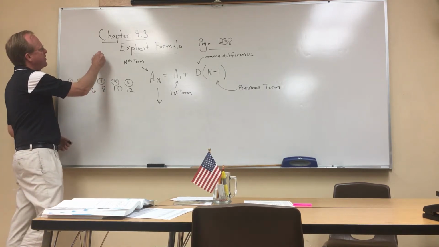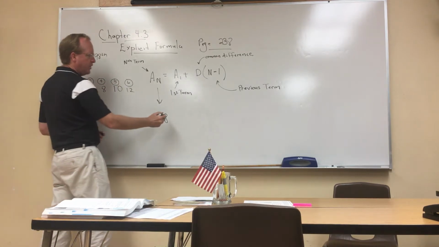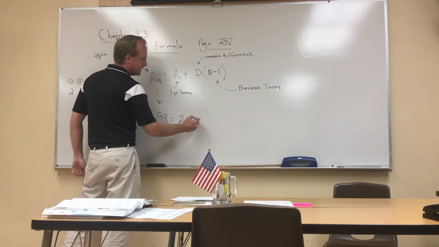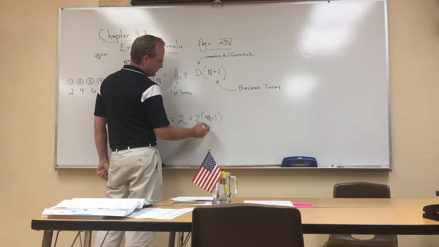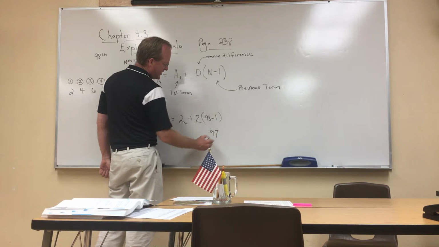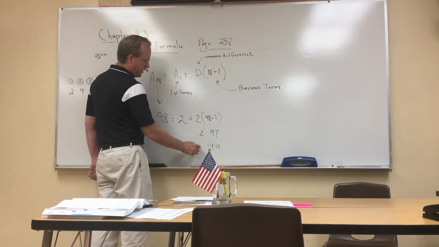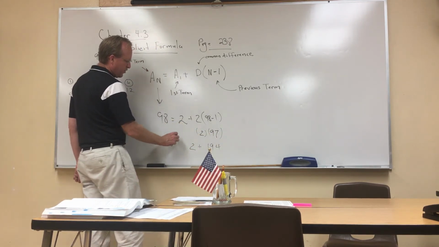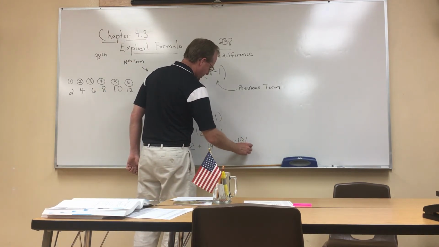Let's do the 98th term. So the 98th term of this sequence would be 2, the first term, plus the common difference, 2, times 98 minus 1. So that would be 97. So I'm going to go 2 times 97. Let me see, that's 14, carry the 1, 194. And plus 2. So the 98th term of this sequence would be 196.